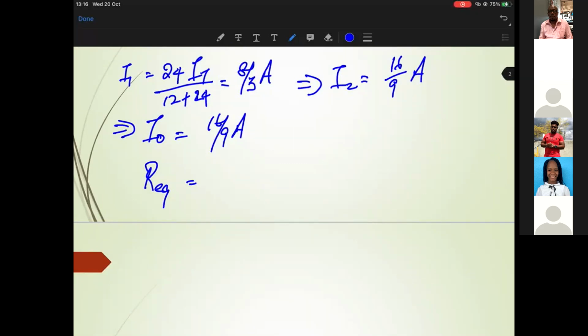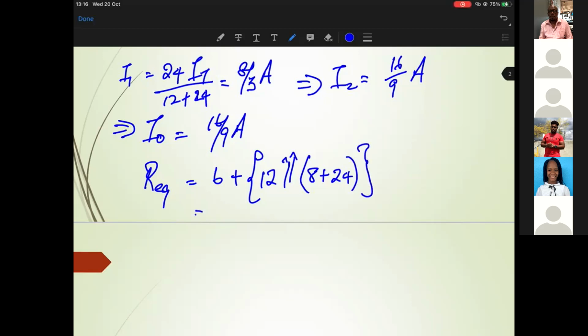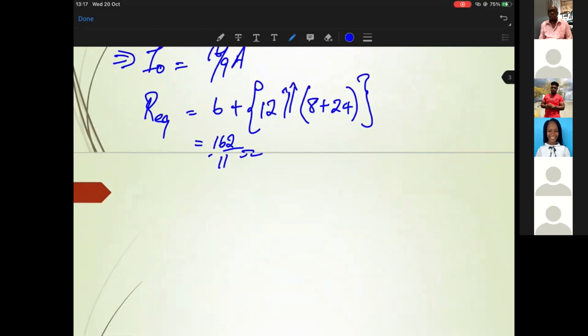All right, we're going to move on. Mr. Beckford, equation for R equivalent. 6 plus bracket 12 in parallel bracket 8 plus 24. Thank you. All right. What's that equal to? 162 over 11. It's 162 over 11 ohms. Okay. So we now have the equivalent resistance.